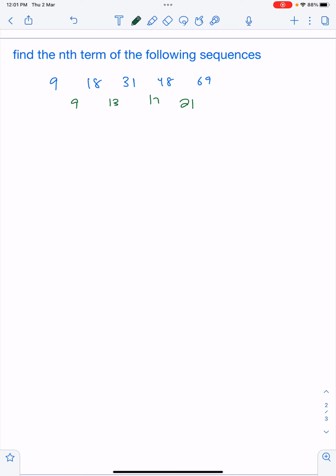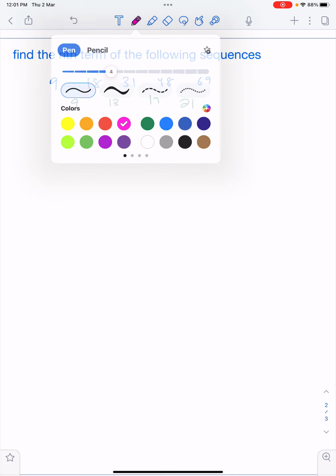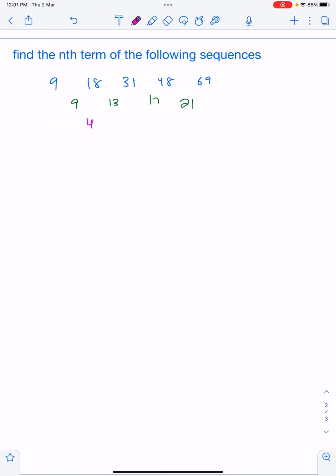Okay, let's find out the difference now. Between 9 and 13 it's 4. 13 and 17 is also 4. Difference, when I say, meaning the bigger number minus the smaller number in this particular case. 21 minus 17 is 4. Okay, now whatever is the common difference, you just have to divide, which is the second difference. Okay, the first difference was not common, the second difference is common, which is 4. Divide 4 by 2 and you get 2.